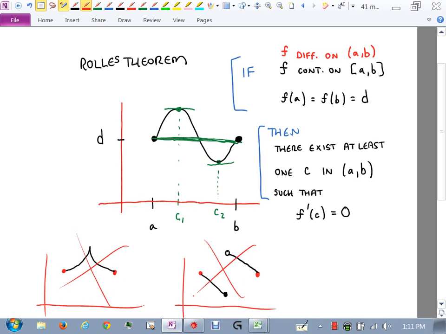Go ahead and try it yourself. You don't need to do it now, but if you try and draw something where you have to connect two points together and you have to be continuous and differentiable, there's no way to draw it where you're not going to get a slope of tangent line equal to 0. Yes?